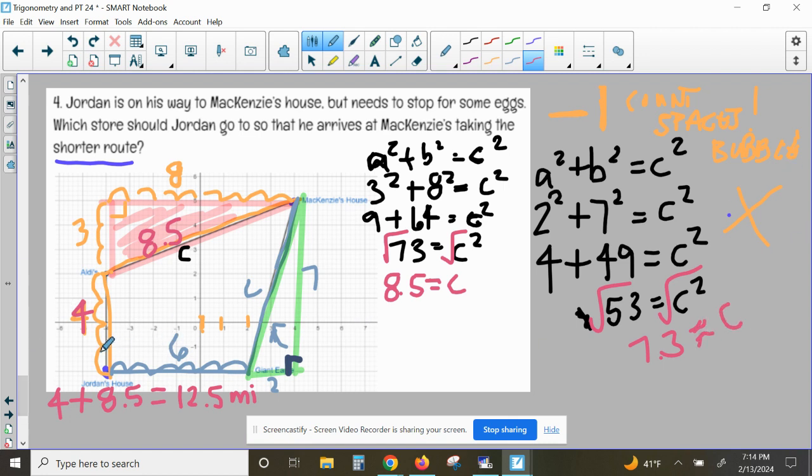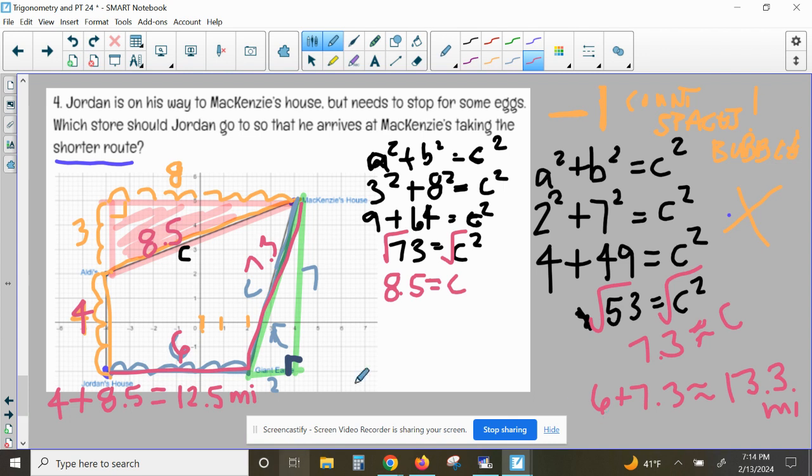Going back to my picture, we have a 6 plus this diagonal, which is 7.3. So that is 6 plus 7.3, approximately 13.3 miles or something like that, whatever unit this is.